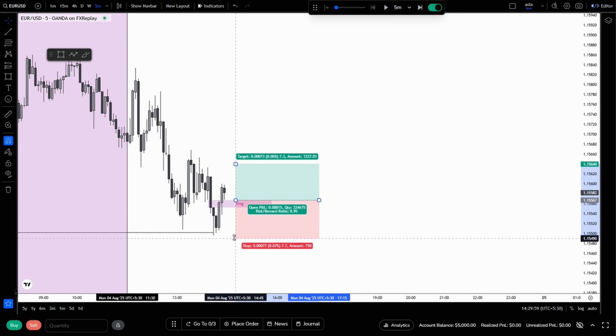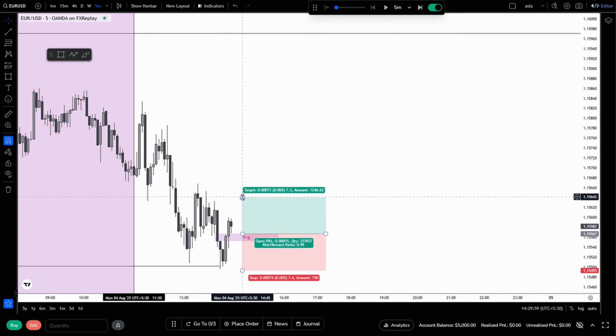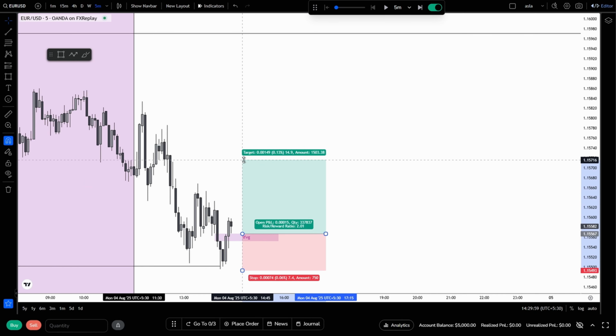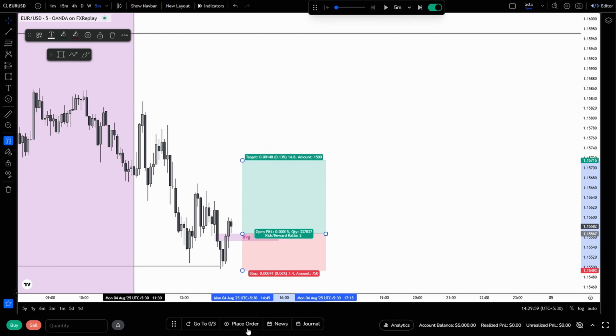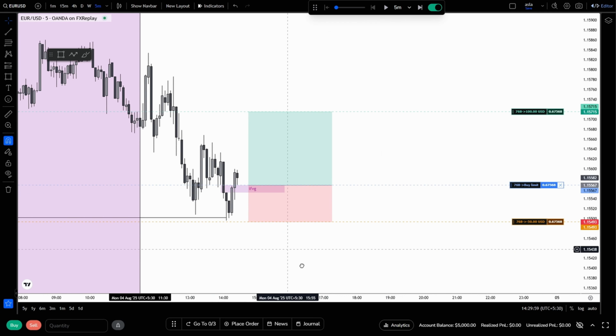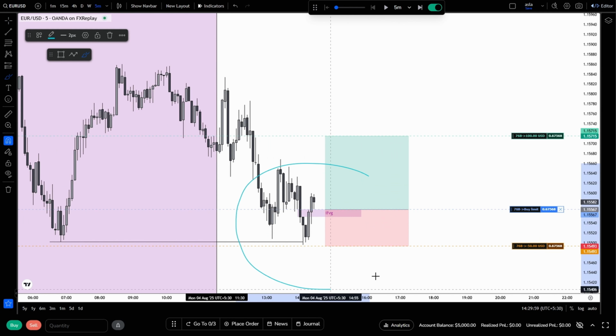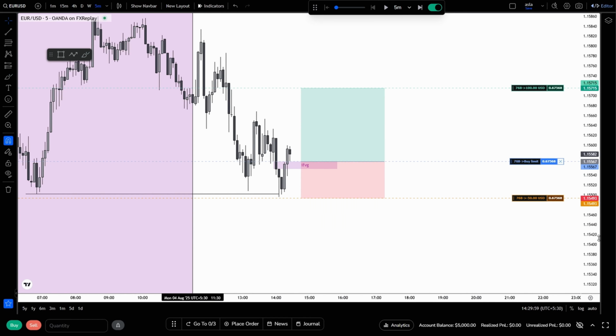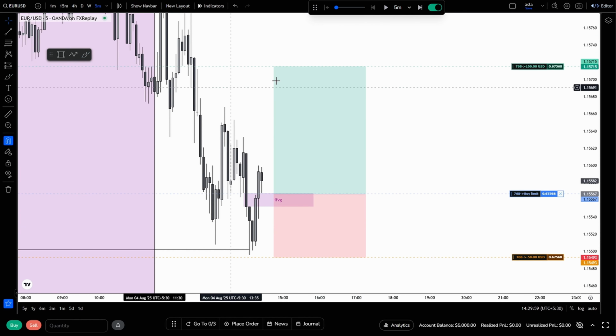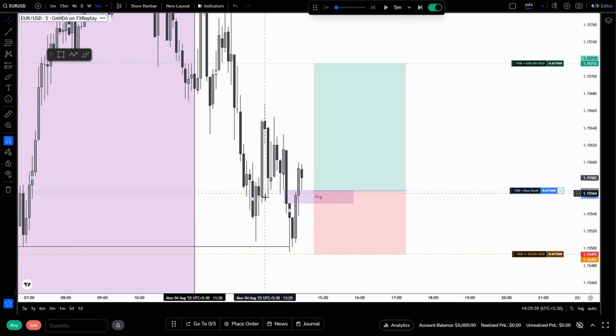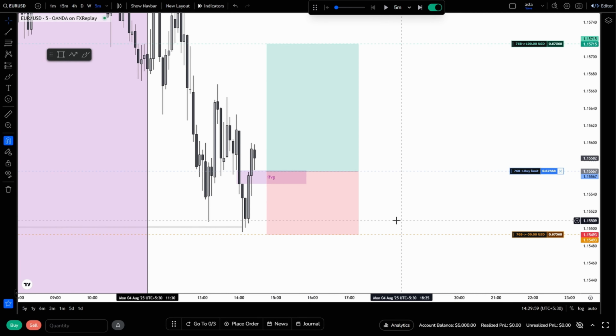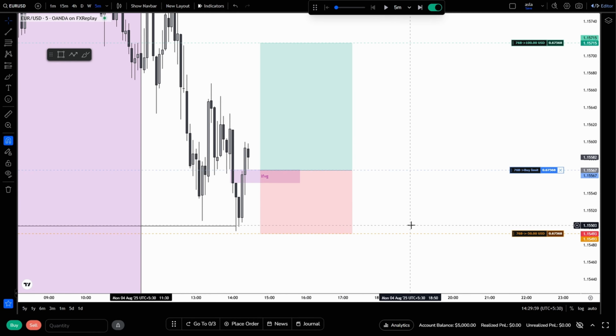So we enter at the inverse fair value gap, we place our stop loss below the recent low, and we aim for a simple 2-to-1 risk to reward. That's it. Now this part of execution is where things will differ from trader to trader, where you place your stop loss, where you place your target, and even exactly how you enter will vary depending on your experience, your risk tolerance, and your execution style.